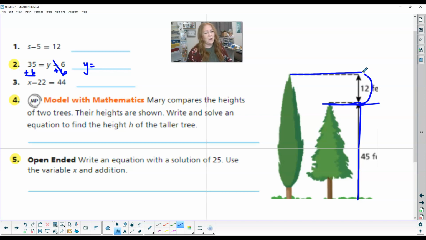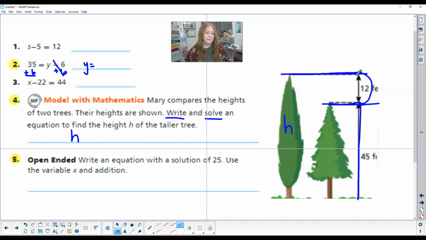And then this tree is 12 more. So I can see from here to here is 12. So we've got 45 and then 12 more. So we do not know the height of this tree here. So Mary compared their heights. Their heights are shown. Write and solve an equation. So I need to write an equation and solve it to find the height of the taller tree. So this tree is going to be H. We don't know it yet. And I need to figure this out. So there are a lot of ways we can write this equation. So I can say, right, H is the entire thing.